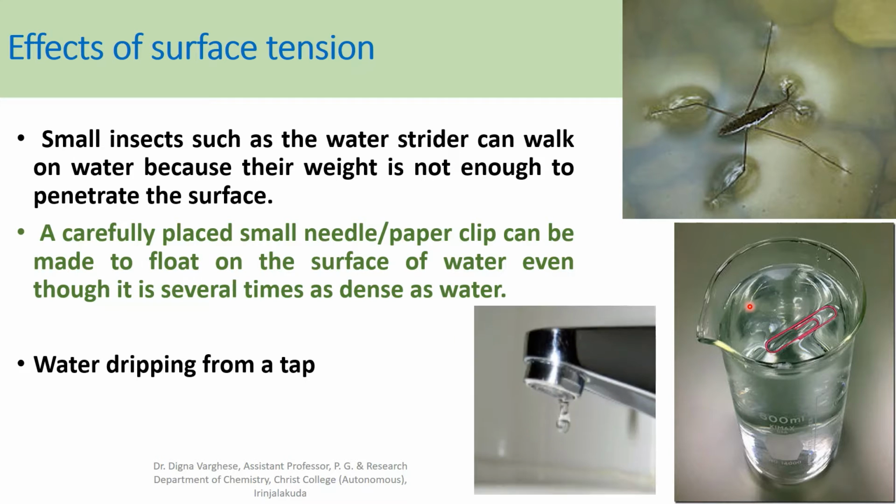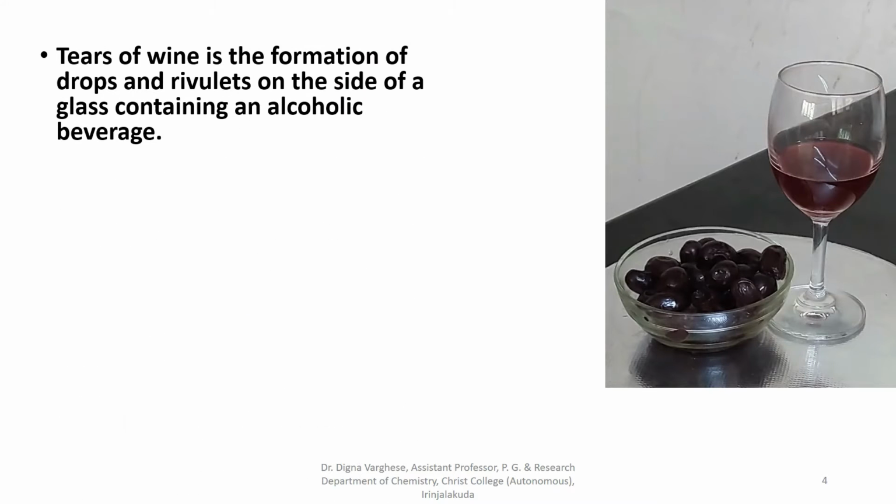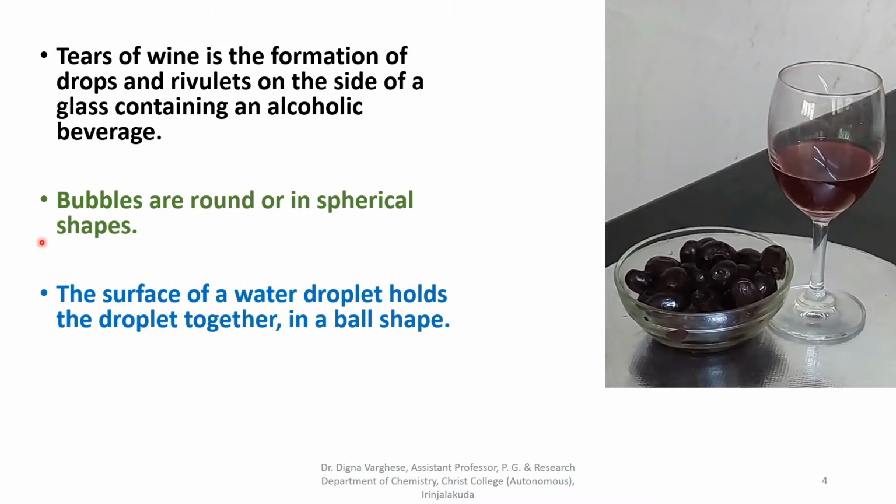Water dripping from a tap forms drops. Tears of wine is the formation of drops and rivulets on the side of a glass containing an alcoholic beverage. Bubbles are round or spherical in shape. The surface of a water droplet holds the droplet together in a ball shape.